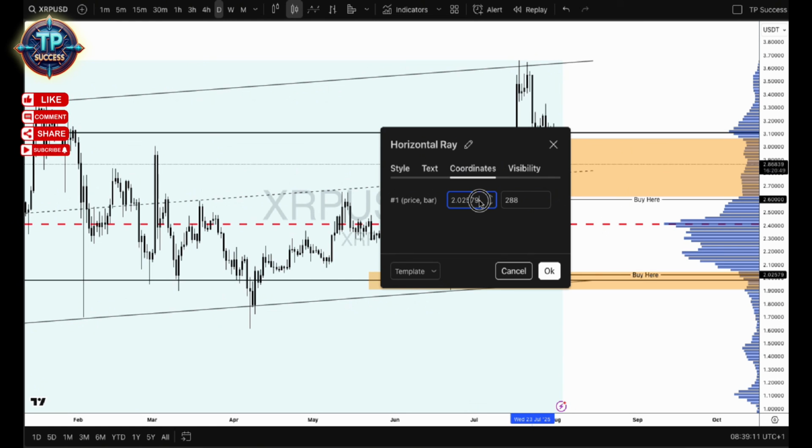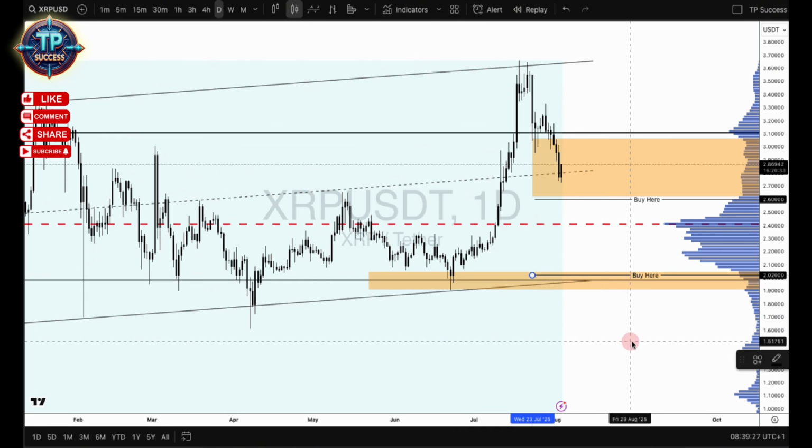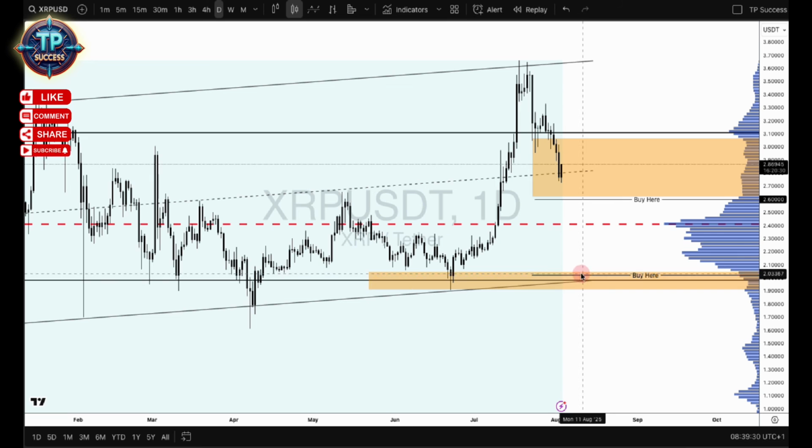So $2.25, or $2.02 actually. $2.02. $2.02, right? So these are the two locations that I would be looking at to take my orders, where I'll be looking to take my orders. If I've missed the overall opportunity to short, but I wanted to buy back in, this is why I would do it.